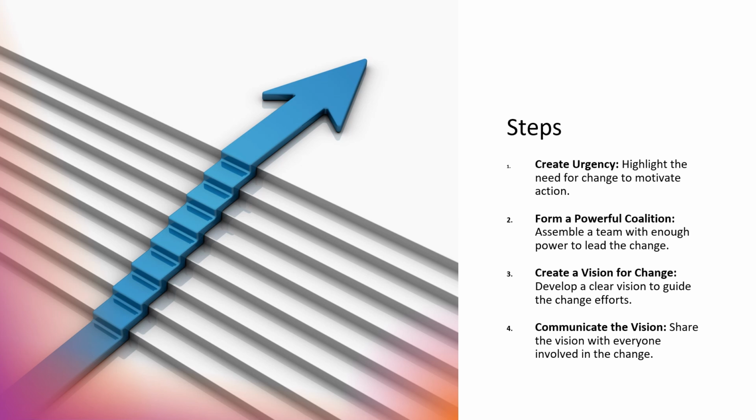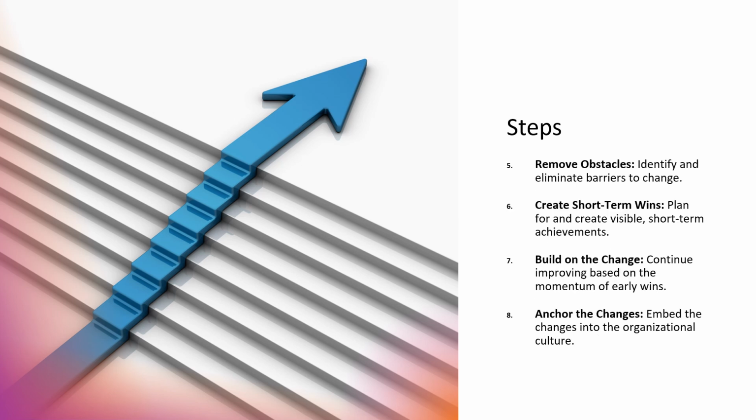And 4, it communicates the vision, shares the vision with everyone involved in the change and everyone that would be participating. Number 5 would be to remove the obstacles, so it helps to identify and eliminate barriers to change and looking for ways to overcome them. 6 is creating short-term wins, so it plans for and creates visible short-term achievements that provide that motivation and momentum.